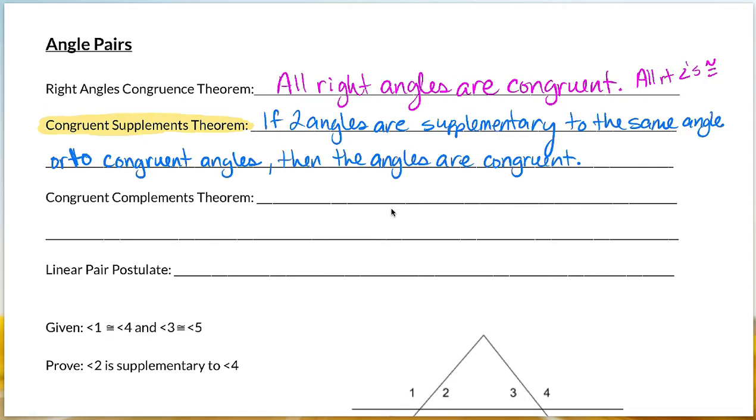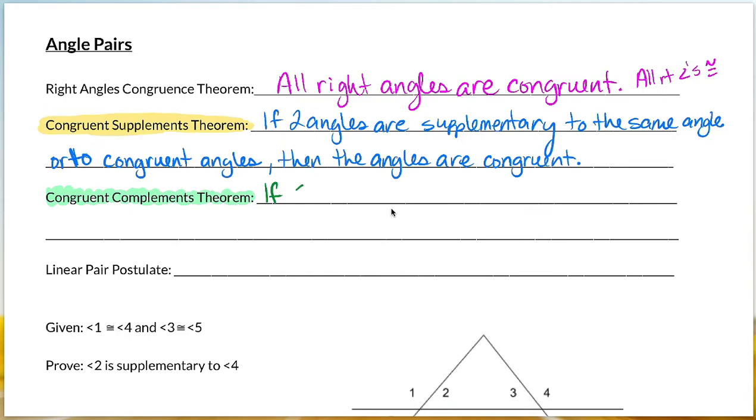For example, if you know that angle 1 is supplementary to angle 2 and angle 3 is supplementary to angle 2, since they're supplementary to the same angle, that means that those angles themselves must be the same and therefore congruent to each other. The congruent complements theorem is very similar to the congruent supplements theorem. Essentially, write it word for word and then take out the word supplementary and replace it with the word complementary.